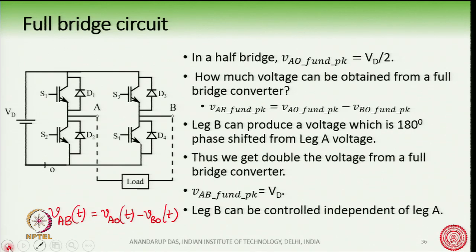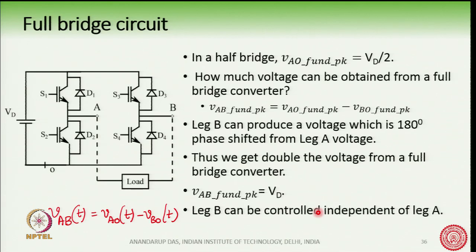bridge converter. Therefore, this is what is written here, VAB fundamental peak is Vd, and this is exactly double the fundamental peak voltage produced from the half bridge. Okay. So, here we saw the half bridge is producing Vd by 2, and here we see that the full bridge is producing a voltage of Vd.